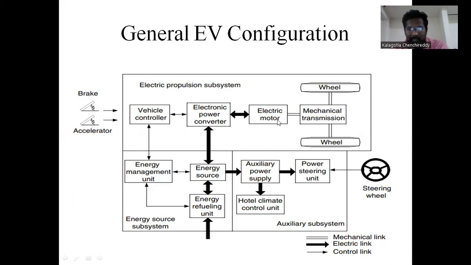Next, the electric motor. In normal driving condition, the electric motor converts electrical energy to mechanical energy. This mechanical link connects the motor output to the mechanical transmission. In regenerative braking condition, this motor will act as a generator. A generator converts mechanical energy to electrical energy.